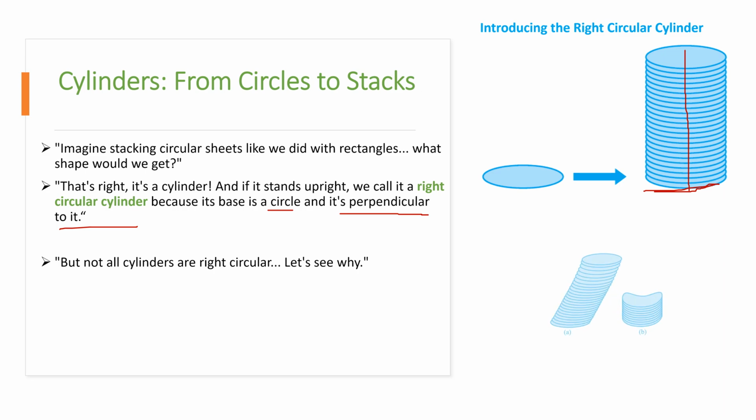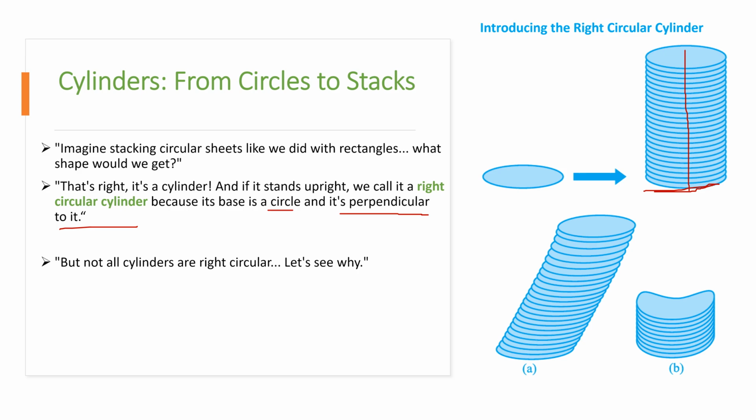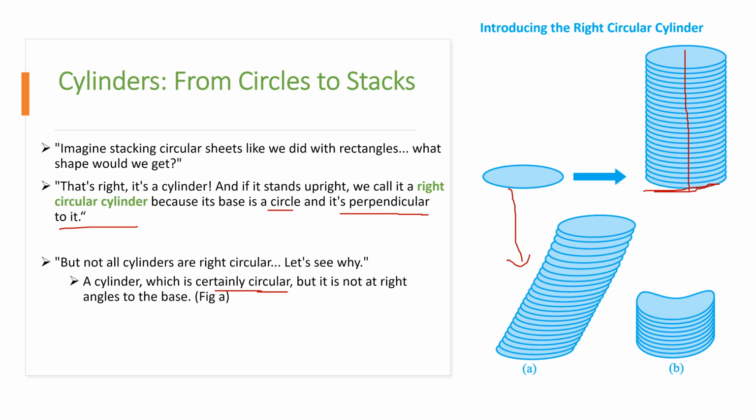Let's see why. Look at the images here. In the first image, it's definitely circular. Correct. This same thing I stacked, but definitely not in the straight way, but in a slant way. So the angle is no more a right angle. It is an acute angle. So the cylinder is definitely circular, but remember, not at right angles to the base. The slant is not at the right angle to the base, right? So it is not an example of a right circular cylinder.